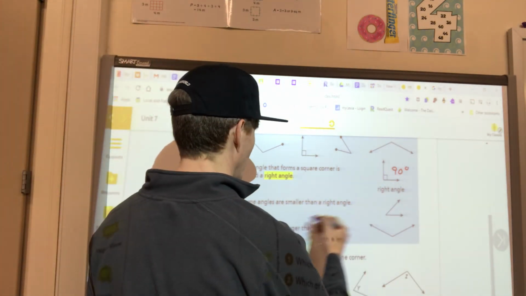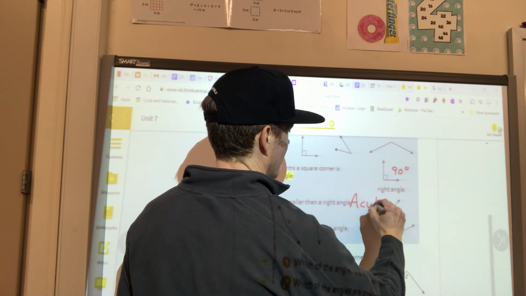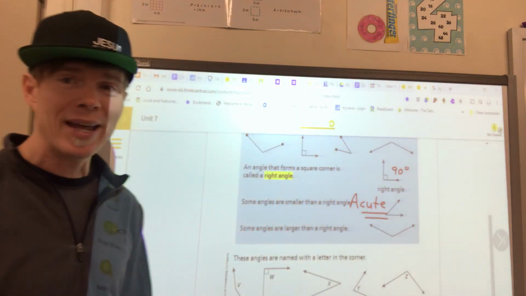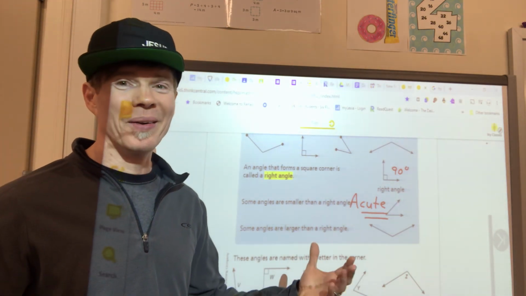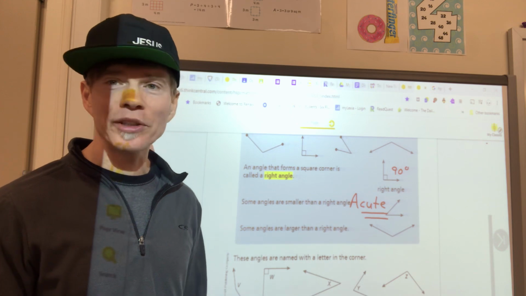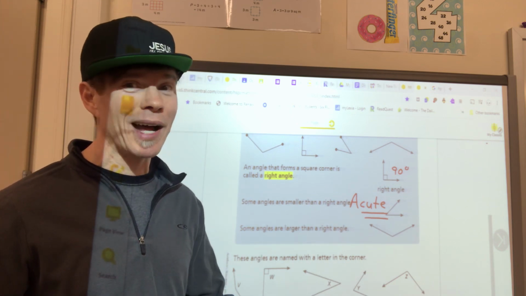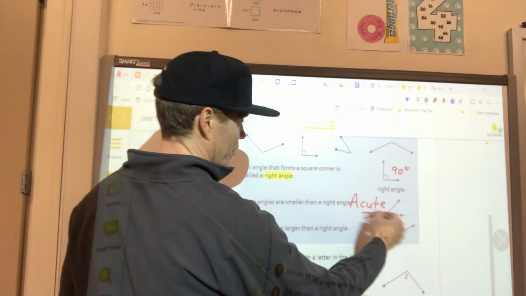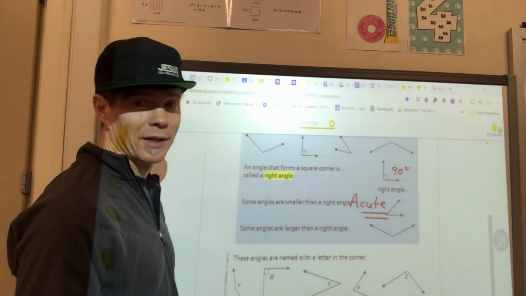Now, one way that I remember acute is that typically things that are smaller are cute. You spell acute A-C-U-T-E, and notice we have the word cute in there. Typically, when you have a dog or a cat that is small, a puppy or a kitten, they're much cuter than the parents when they grow up. All babies are cute, all smaller things are cute. So if you remember, acute means something that's smaller than 90 degrees.